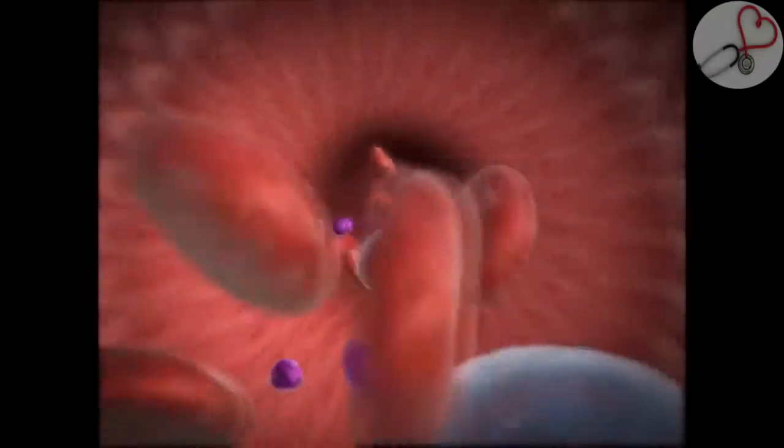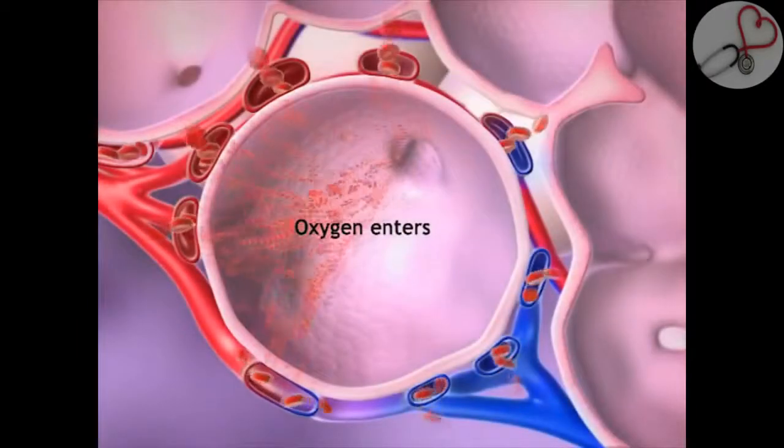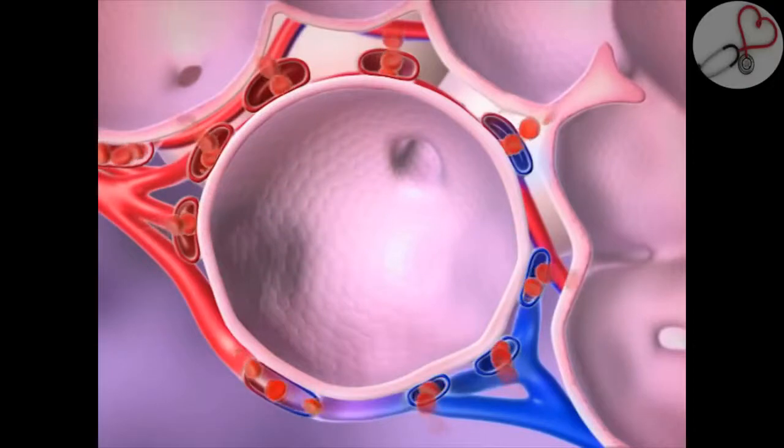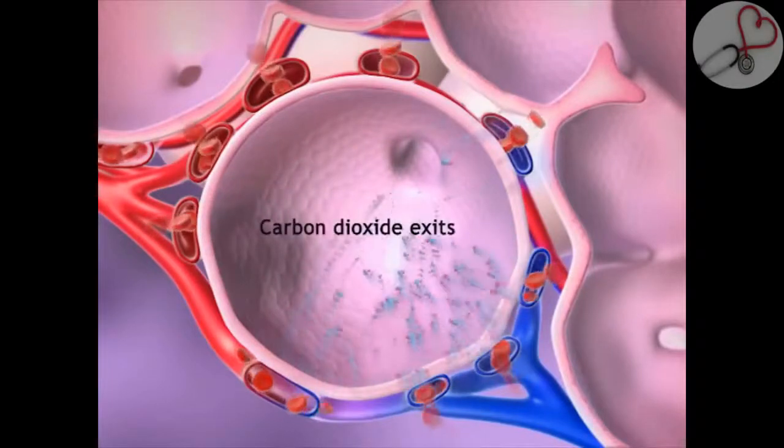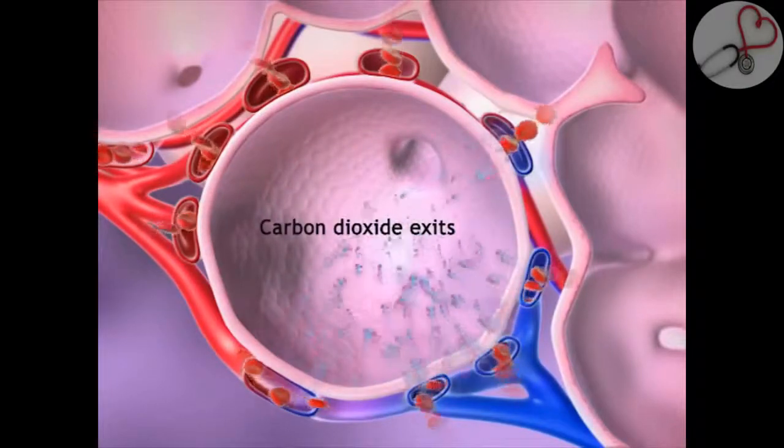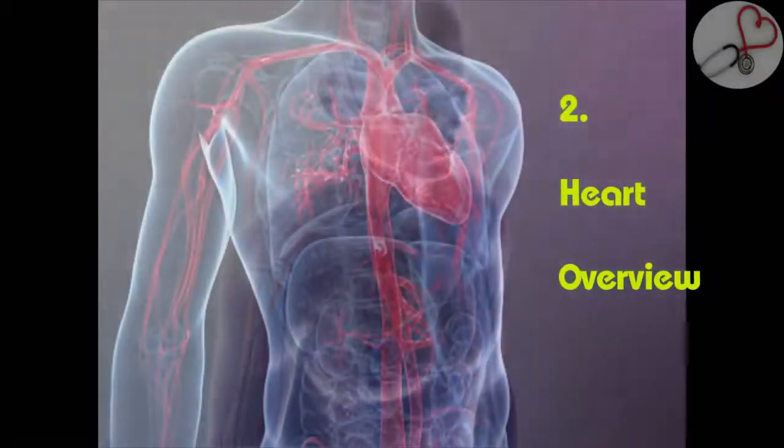Oxygen is absorbed into the bloodstream through tiny air sacs in the lungs called alveoli. As oxygen diffuses in, carbon dioxide moves out and is exhaled.